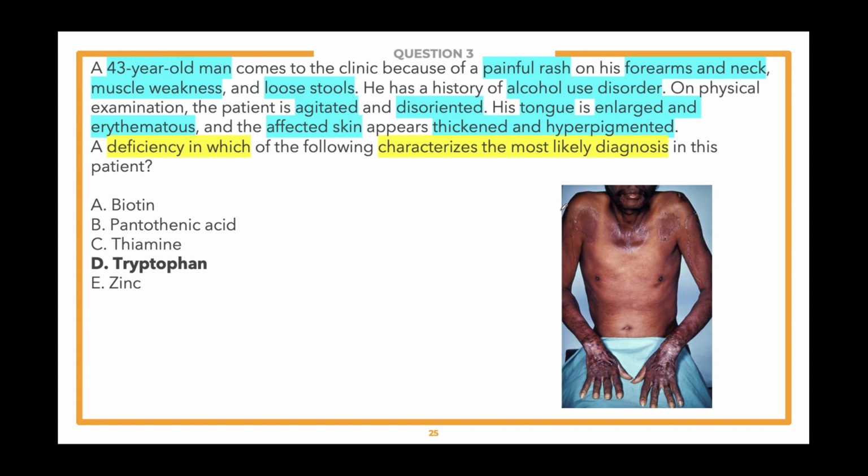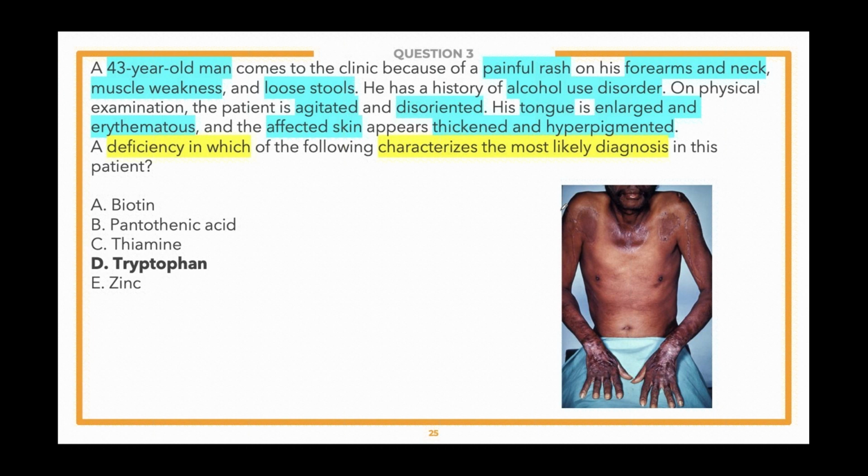This is definitely one of those tougher biochemistry questions where they're asking about specific minerals and vitamins and amino acids. So let's take a look at what's going on here. So as you can see there from the picture, that's the kind of rash that they're getting at, a rash that's affecting the neck and forearms. Okay, so when you think of that, why are they getting at just the forearms and neck?